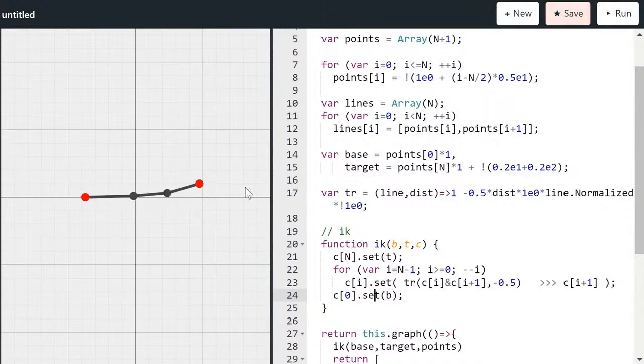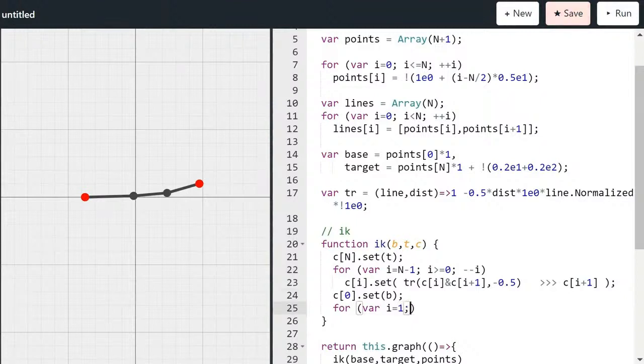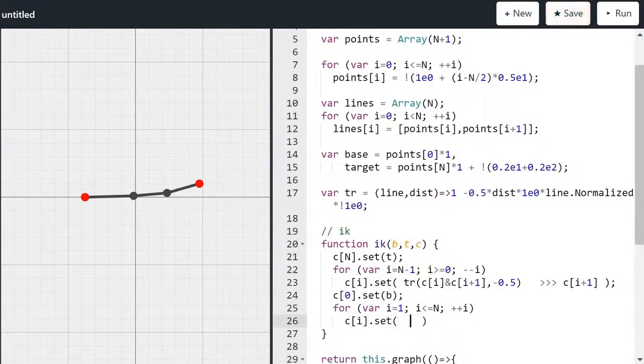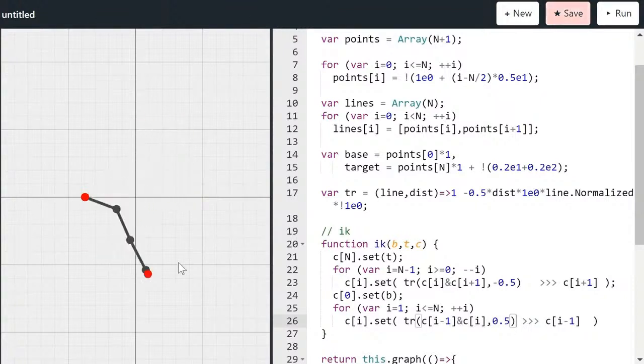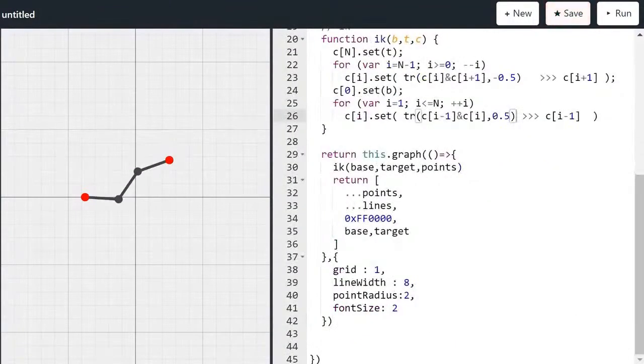So let's again restore the length just as we did before. It's a different for loop anyway. So now we start from point 1 and we go up to point n. And what we do is the opposite thing. So we set point e to the previous point, again translated over the line from the previous point to the current point, but this time over a distance of 0.5. And so what we have now is an inverse kinematic solver, right? And if we turn on the animations, because it'll actually be calling it all the time.